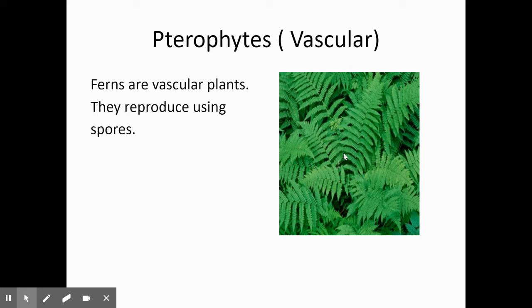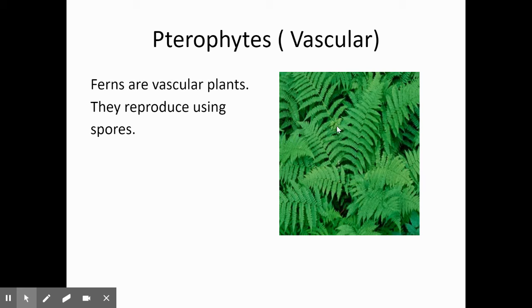Because of that, ferns can grow taller than mosses. Mosses stay on the ground, but ferns are able to grow taller. So this is the one thing that distinguishes this group from our bryophytes. However, as far as reproduction goes, they continue to reproduce the same way using spores. And sometimes when you're in the woods, you can flip over the fern and see the little spore cases on the back of the leaf of the fern.